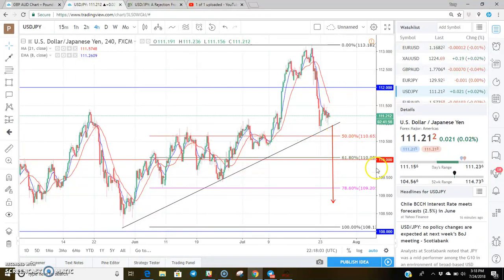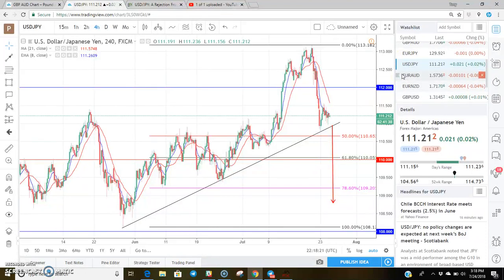You do also have monthly support sitting at 110. So if you don't get into this pair on the pullback, if it does pull back, you can actually expect something to happen around the 110 area. This also aligns with the 61.8 fib zone as well.